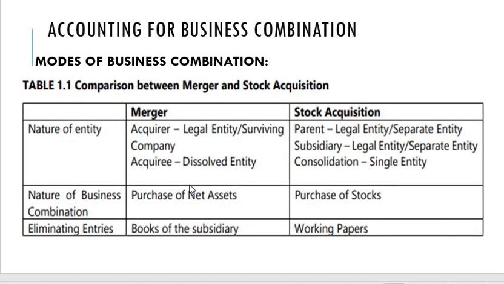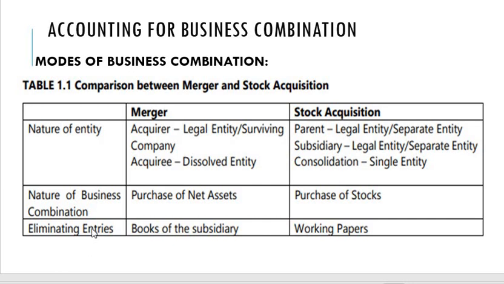Let's have a comparison between a merger and a stock acquisition. On the nature, in a merger, the acquirer is the legal entity or the surviving company, and the acquiree is the entity that will be dissolved. However, for stock acquisition, both the parent, the acquirer, and the subsidiary, the acquiree, will remain as a legal entity or a separate entity. Then, at the end of the reporting period, we do consolidation. You consolidate the parent and subsidiary financial statements because they are considered one single entity.